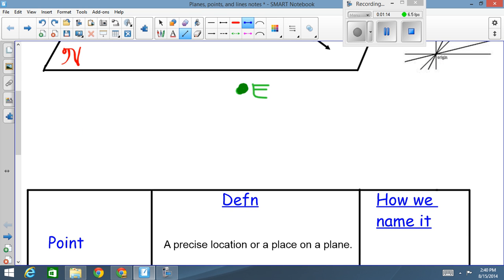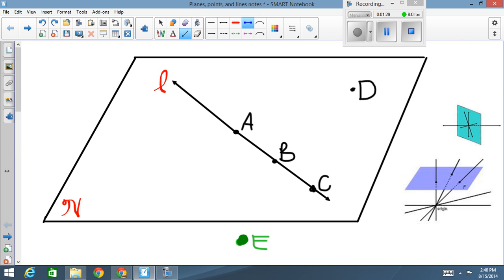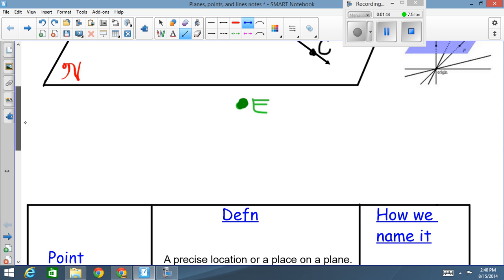The first one we're going to talk about is the definition of a point. A point is a precise location or a place on a plane, okay? So even though it looks like point E up here at the top is not on the plane, it is on a plane. It just doesn't happen to be on the plane that we see here. Okay? So essentially, when you see a dot somewhere next to a capital letter, that's going to be a point.